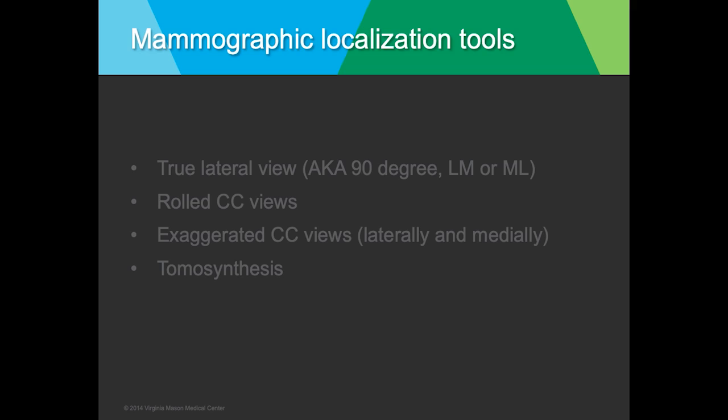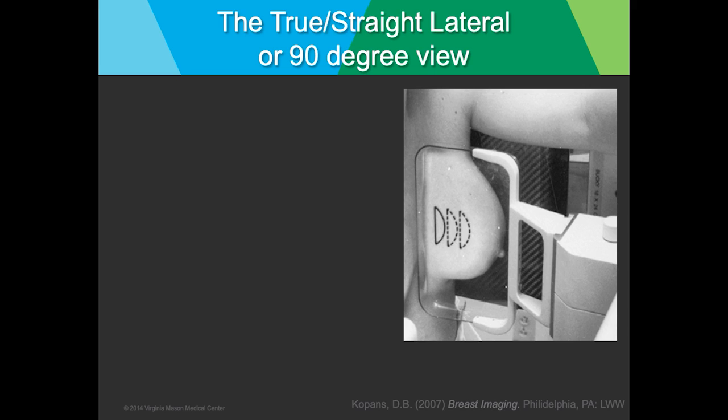So we're going to be talking about some mammographic localization tools to help localize findings. Ideally, we want to localize a lesion to at least a quadrant and ideally a clock face position. We have views listed here: true lateral, rolled CC, exaggerated CC views, and tomosynthesis, which we'll talk about in that order. Starting with the true lateral, sometimes called straight lateral or 90-degree view.